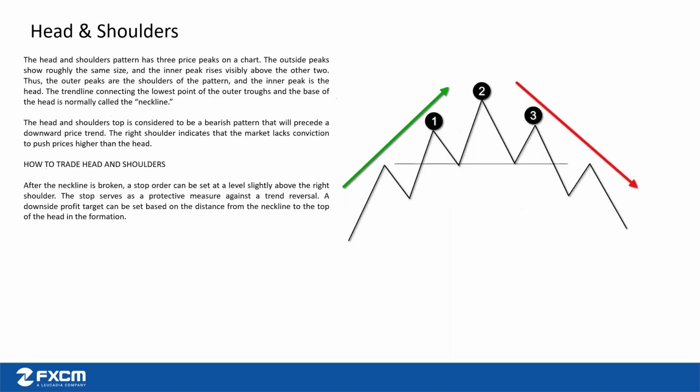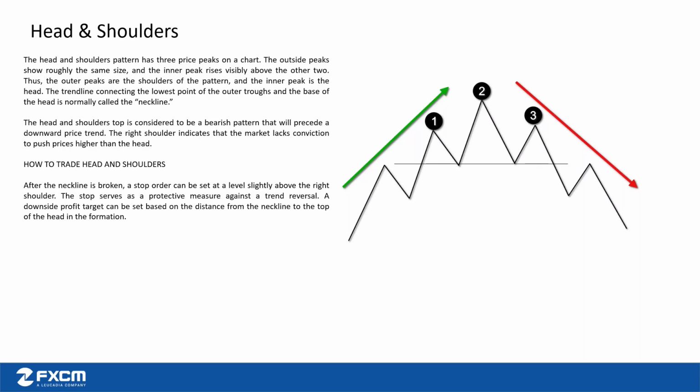Head and shoulders. The head and shoulders pattern has 3 price peaks on a chart. The outside peaks are roughly at the same level, and the inner peak rises visibly above the other 2. Thus, the outer peaks are the shoulders of the pattern, and the inner peak is the head.